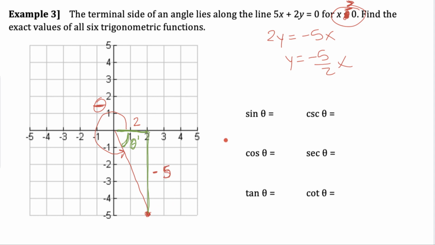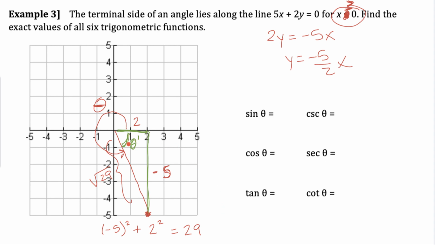Okay, if I think of this as a big circle, the hypotenuse of my triangle being the radius of my circle, I could use the Pythagorean theorem to figure out what the radius of my circle is. 5 squared plus 2 squared, that equals 29. So my hypotenuse is the square root of 29.